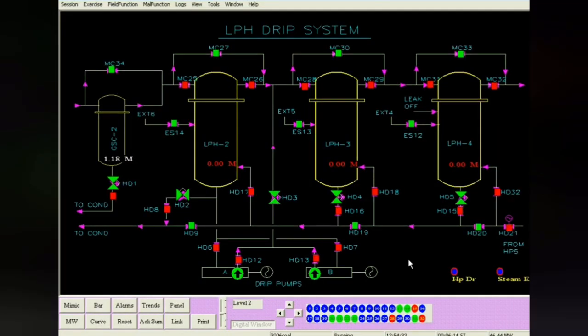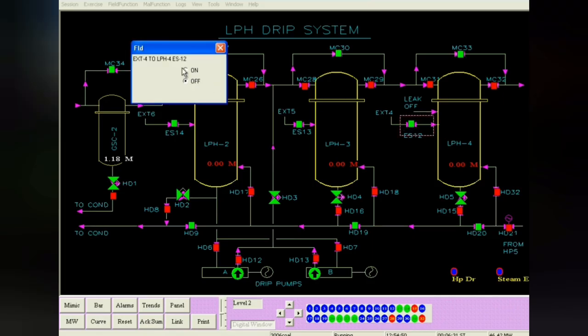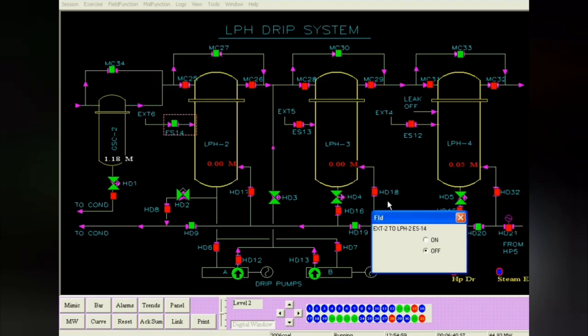Here you can see that now we are charging from the extraction side. The extraction valve for the LP heater 4 extraction, we have opened the extraction line. Similarly, LP heater 3 we have opened the extraction line, and for LP heater 2 also we have opened the extraction valve. So when we open these valves, you have to again keep a close watch on the condenser vacuum as well as the main steam pressure.